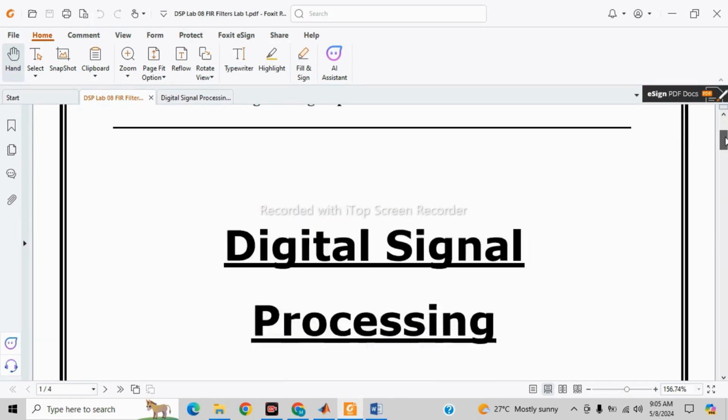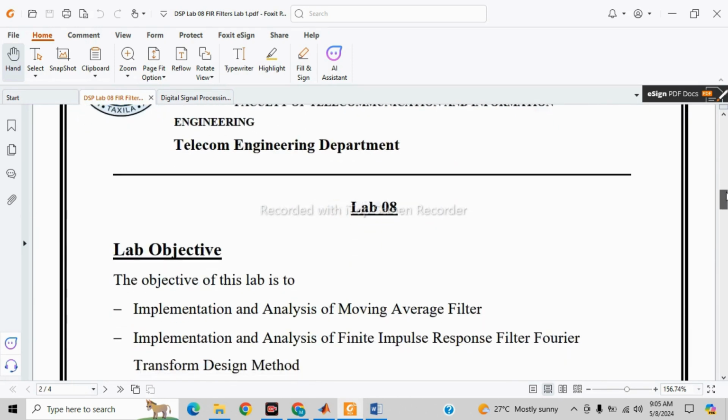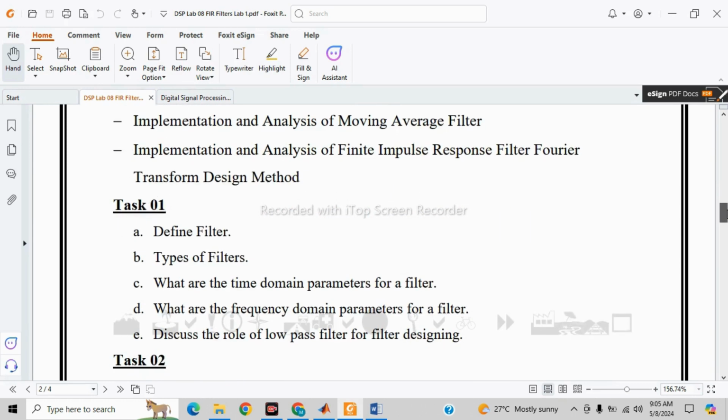So today the DSP lab is on the moving average filter and the FIR filter using the Fourier Transform Design Method. The objective of this lab is the implementation and analysis of the moving average filter, and the implementation and analysis of a finite impulse response filter using the Fourier Transform Design Method.